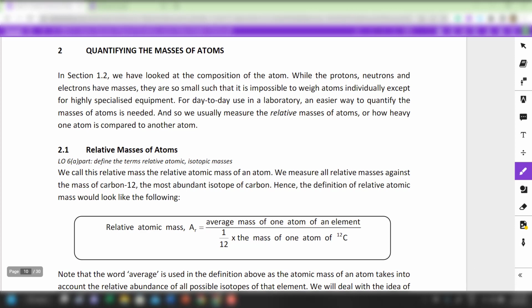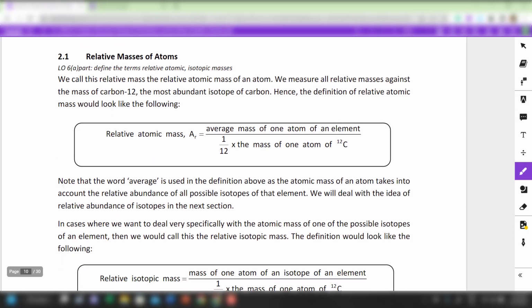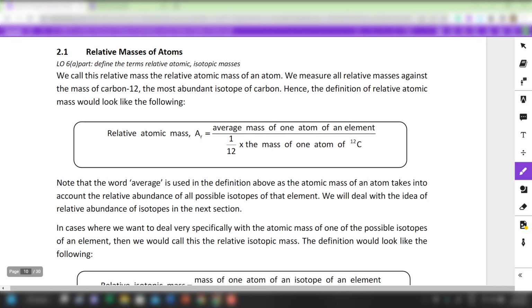So section 2 is on quantifying the masses of atoms. Okay, so this is quite important, but I am aware that most of you will have learned most of these things, if not all of these parts in section 2, in secondary school. We need to understand the definitions of relative atomic mass. This is often asked in your promotional exam, or your seniors' common test, or a preliminary exam, even A levels, but most of them cannot really answer this question.